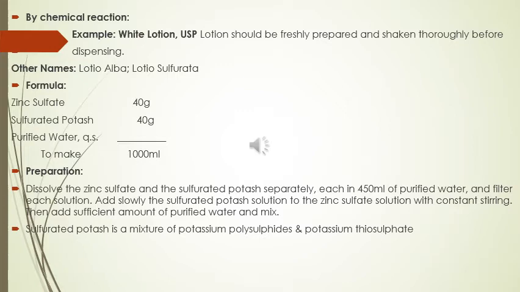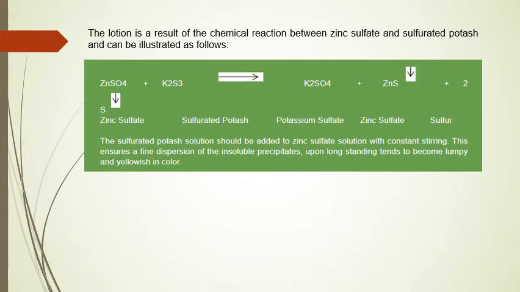Again, a classic example of this is the preparation of white lotion. The formula is given: zinc sulfate, sulfurated potash and water. Now, sulfurated potash is a mixture of potassium polysulfides and potassium thiosulfate. To prepare this, we dissolve zinc sulfate and sulfurated potash separately in purified water, and then slowly add the sulfurated potash to zinc sulfate with constant stirring. So there is a reaction between sulfurated potash and zinc sulfate. The reaction is discussed in the next slide.